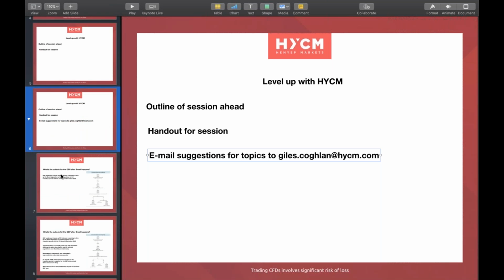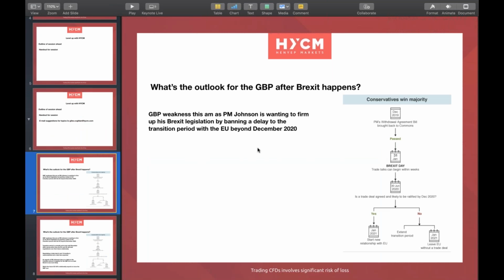As we get stuck in, let's have a look at the market context at the moment. I just wanted to quickly do a recap for the pound, because the withdrawal agreement has passed through the Commons. If you look here, we had the UK elections, the Conservatives won the majority, and the Prime Minister's withdrawal agreement bill has passed through the Commons.